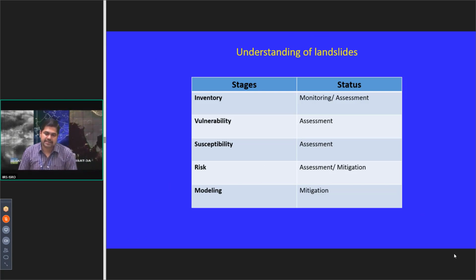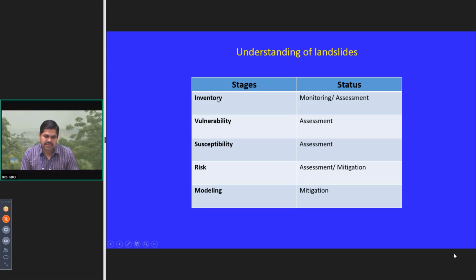Let us understand the landslide stage-wise. The first stage will be inventory making. We start any work on landslides with this inventory.